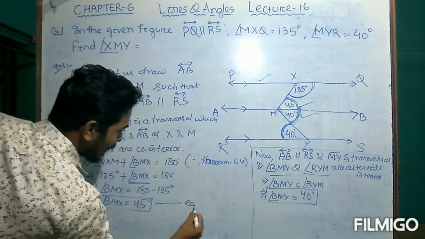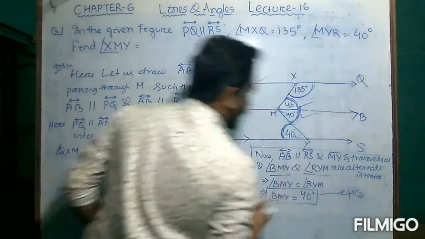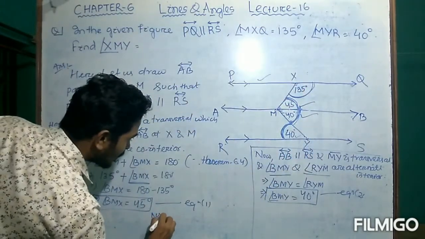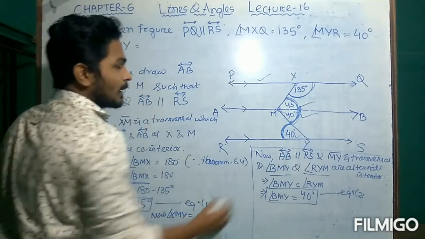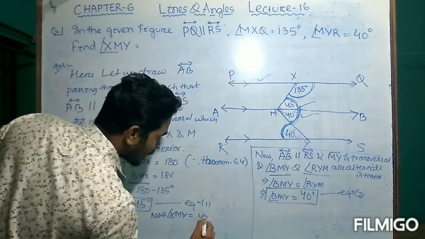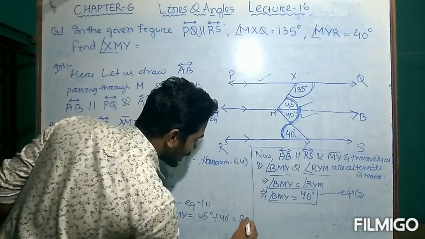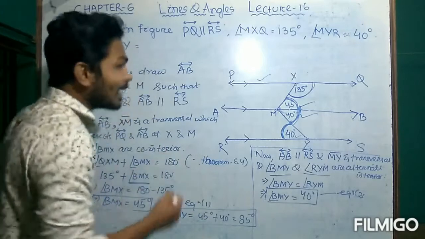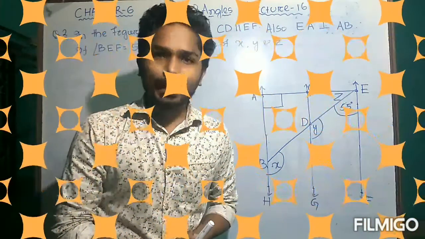Suppose this is equation 1 and this is equation 2. Now you have to find angle XMY. So now angle XMY is equal to this angle plus this angle, which is equal to how much? It is equal to 85 degrees. Hence we find the required angle measurement XMY. Okay. And now coming to example 2.